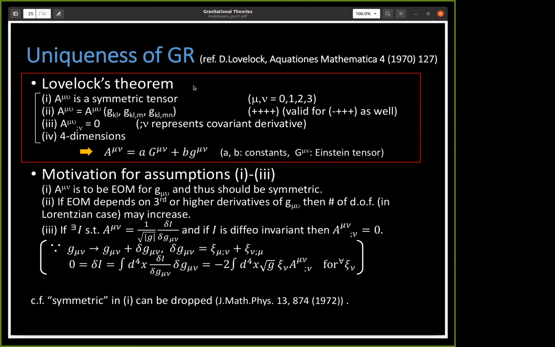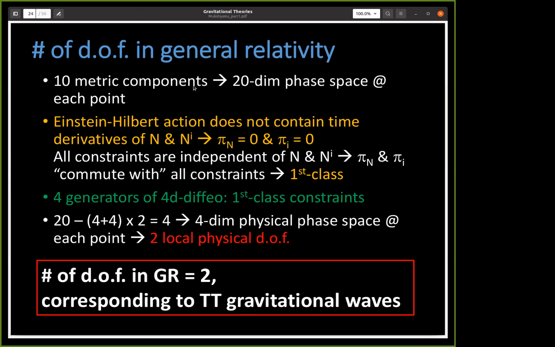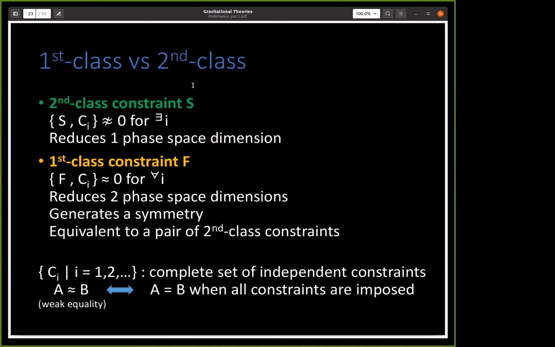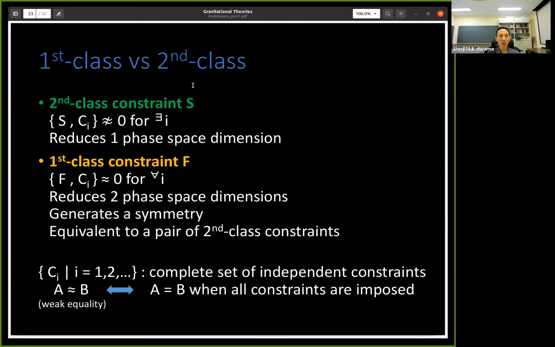Sorry, before that, there was a question about what preceded. Why does a phase space reduction by second class constraints not generate a symmetry? Yes. So this is basically the definition of second class.